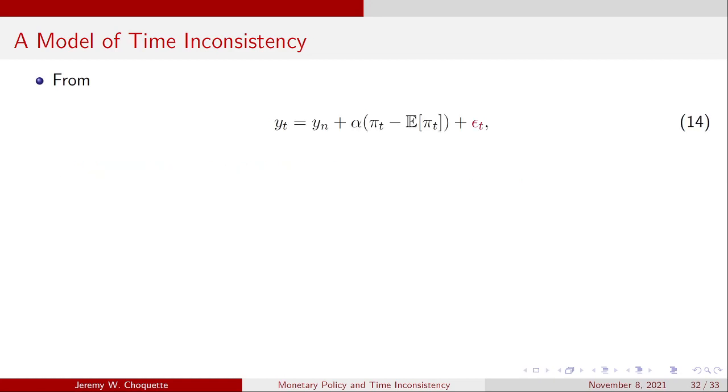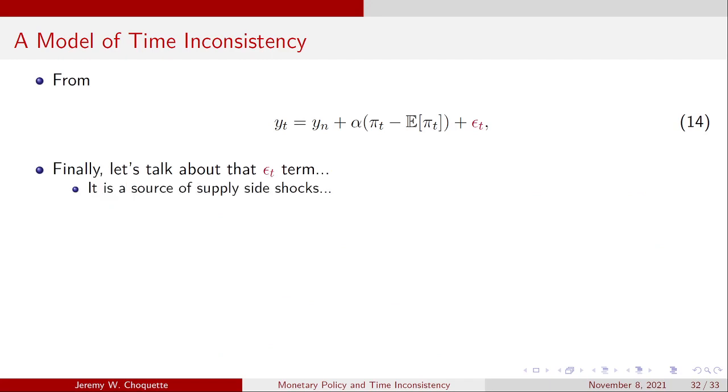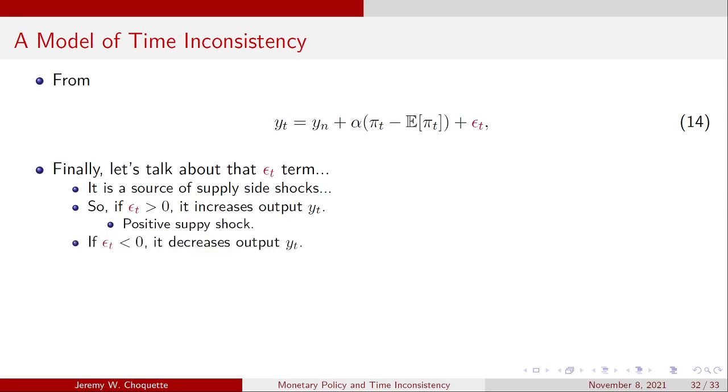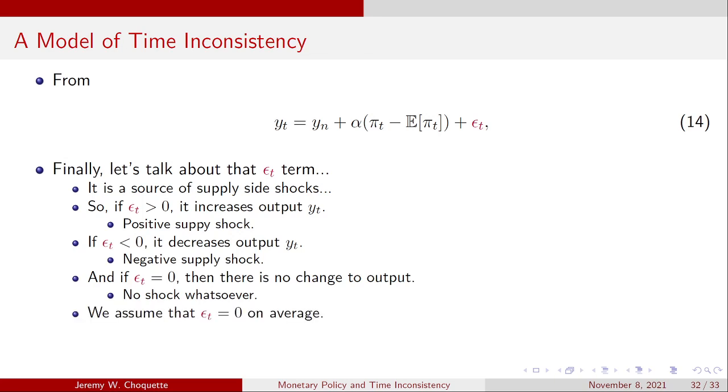So finally, the last term we got to talk about, that epsilon t. This is a source of supply side shocks. If it's larger than 0, it increases output. It's a positive supply shock. If it's less than 0, it decreases output. Negative supply shock. If it's equal to 0, there's no change in output. No shock whatsoever. We assume on average that it is equal to 0. So every period, in all likelihood, it is going to be equal to 0.